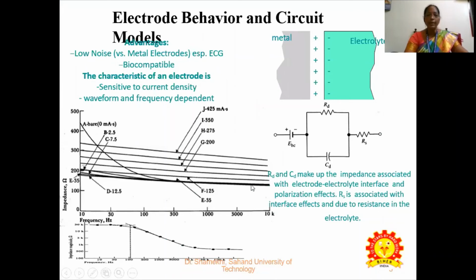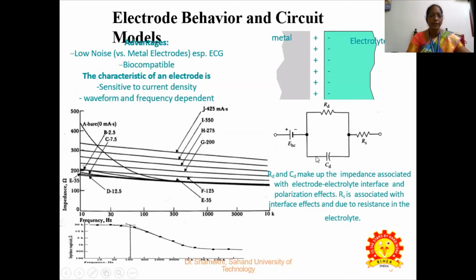These are the models. We consider the equivalent circuit of a metal and an electrode, how it forms, and what the equivalent circuit is in electronic principle, how we equate them to electronic circuits using components like resistance, capacitance, and inductance. So this shows the models, the low noise versus biocompatible electrodes.